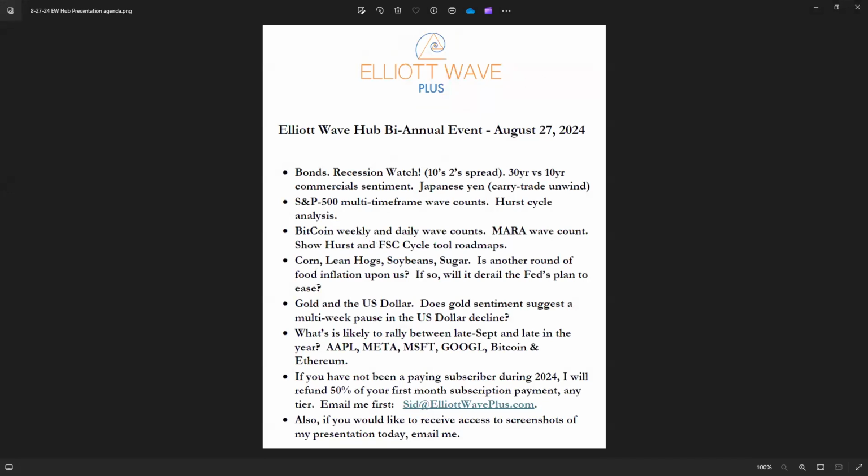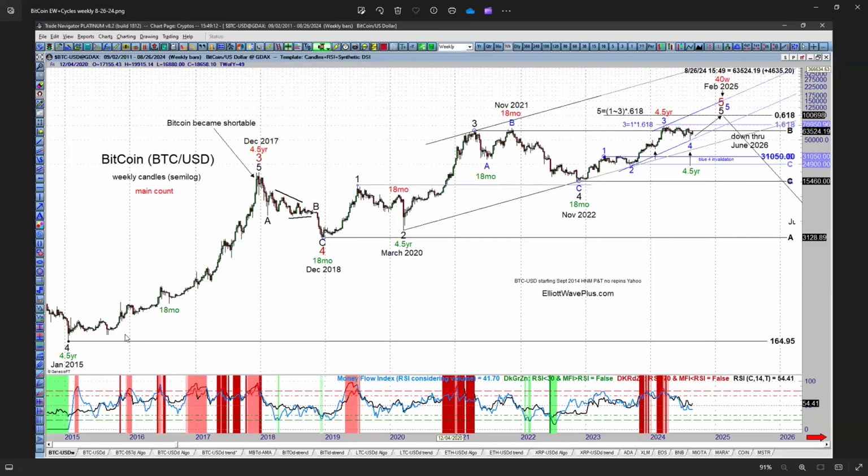Very quickly, I want to move to Bitcoin. Here's my weekly wave count on Bitcoin. And that is that we're in a 5-wave up structure starting in December of 2018. 1, 2, 3, expanded flat for 4. No, it did not move down into the price territory of 1. So this move to the upside needs to complete a 5-wave structure.